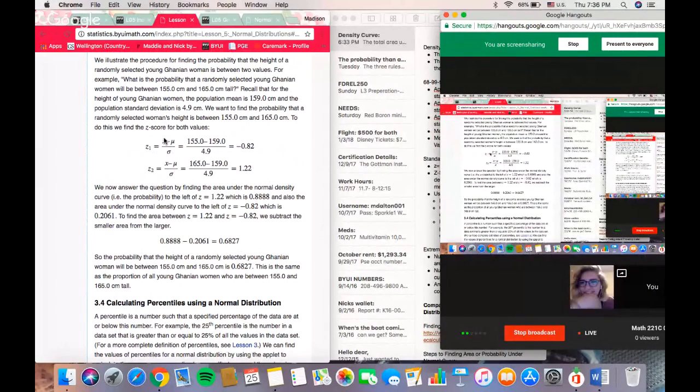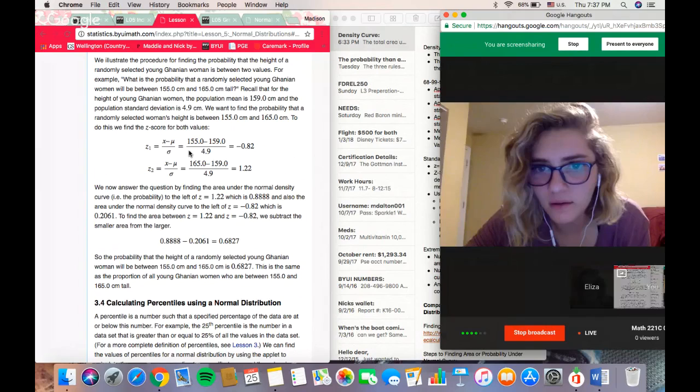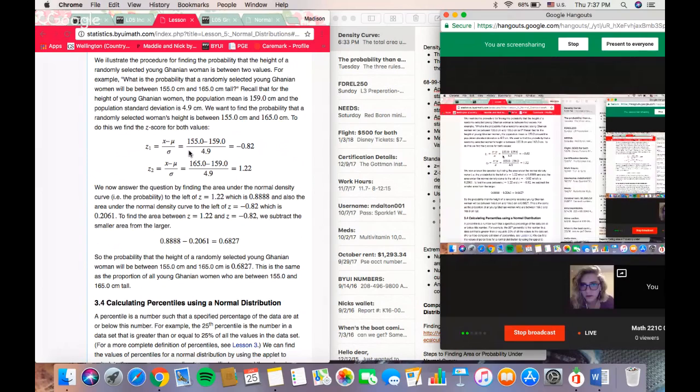Okay, so Z1 equals X minus U over O. So that's the variable minus the mean over the standard deviation, which is what we did to find the Z-score. And then we found the Z-scores, we put in the area, and the area was the 0.238 and the 0.762. Yeah. And then with that one, you now question by finding the area under the normal density curve, to the left of Z equals 1.22. So to the left of Z was 0.2376, correct?